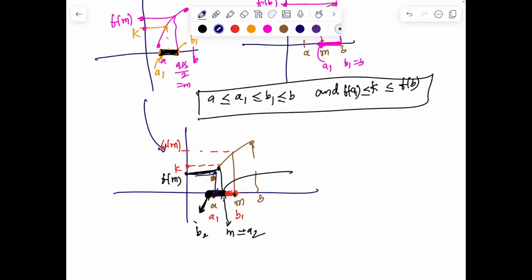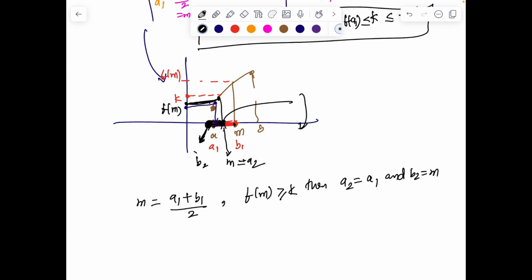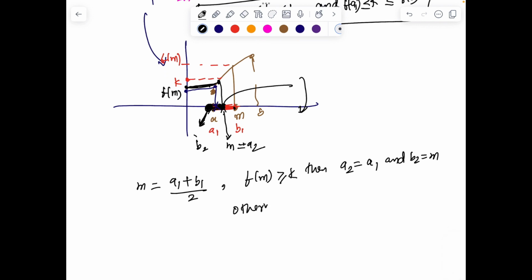I'll go to the functions. Again it will be either less than k or more than k. So we'll keep on repeating this process again and again. What I tell is, in the language of algebra, m is again I am defining as (a1 plus b1) by 2, the middle point of the interval, such that if f of m is greater than or equal to k, then I am defining a2 as a1 and b2 as m. Otherwise, if f of m becomes less than k, then I'll define a2 as m and b2 as b1.